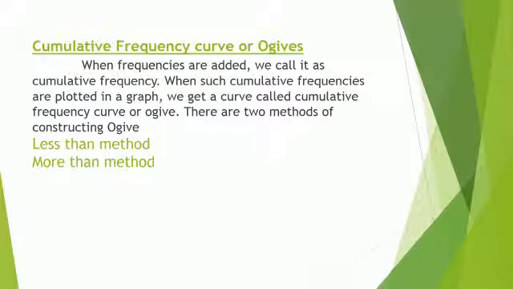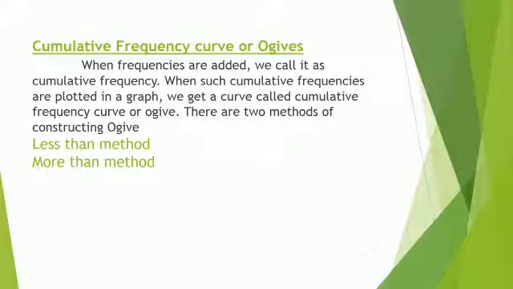Ogives or cumulative frequency curve. These are graphical representations. First you have to know what is cumulative frequency. Cumulative frequency means you have to add the frequencies. That's all. For example, the frequencies are 2, 5, 7, 8, etc. Cumulative frequency: first one is the same, 2, and next is 2 plus 5, 7. Next, 7 plus 7, 14. You have to add the frequencies, cumulative frequency.